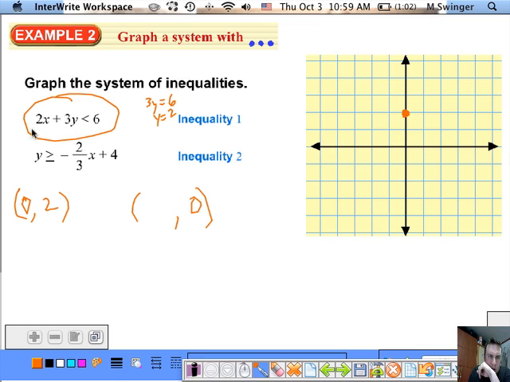Next one, put in 0 for y. So that's 0. So we got 2x equals 6, which means x equals 3. So we got 3, 0. See how easy that was? 1, 2, 3, 0. And if I wasn't explaining it, it would be like 5 seconds tops.